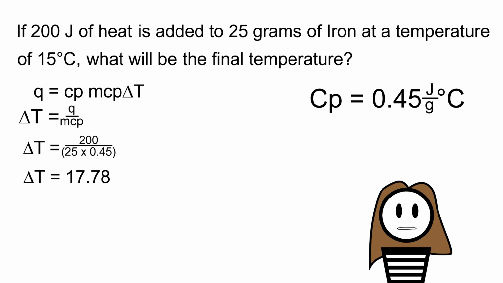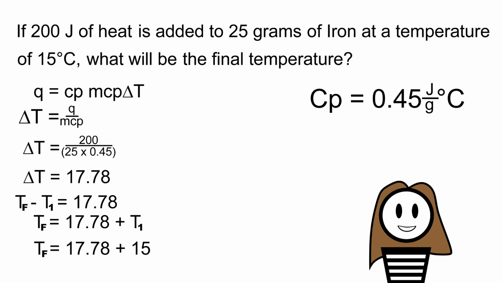The result is change of temperature is equal to 17.78 degrees Celsius. What will be the final temperature? The final temperature minus the initial temperature is equal to 17.78 degrees Celsius. The final temperature is equal to 17.78 degrees Celsius plus the initial temperature. The final temperature is equal to 17.78 degrees Celsius plus 15 degrees Celsius. The result is the final temperature is equal to 32.78 degrees Celsius.